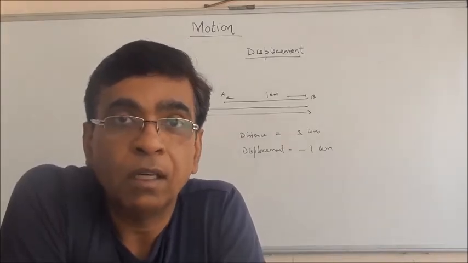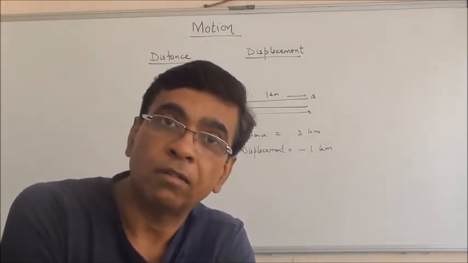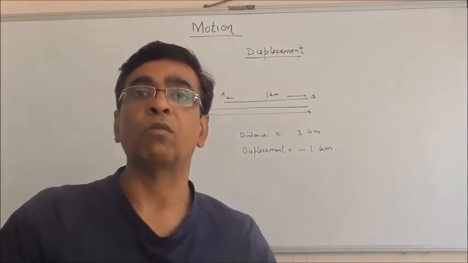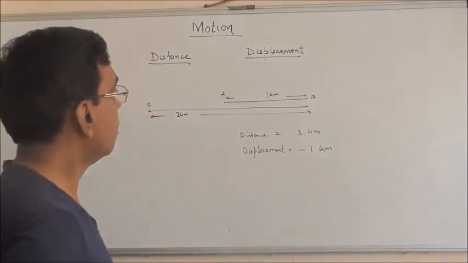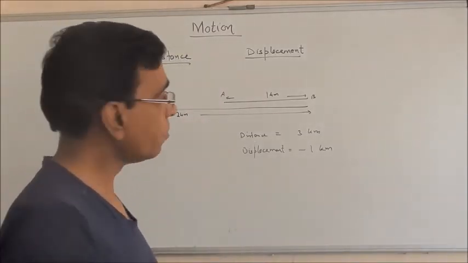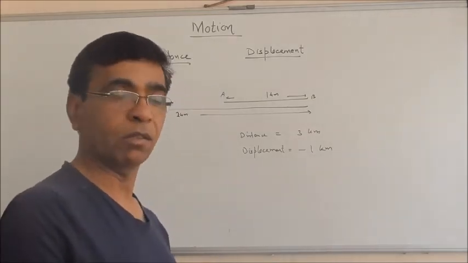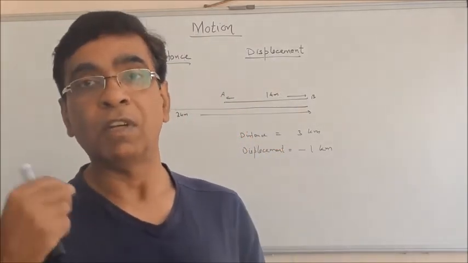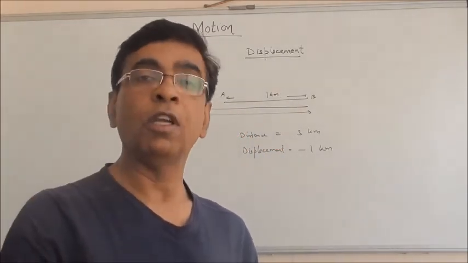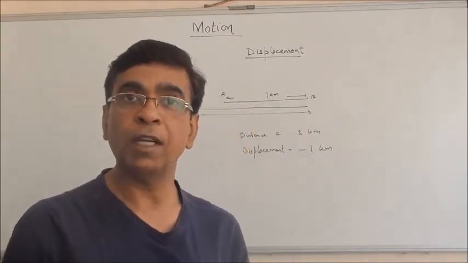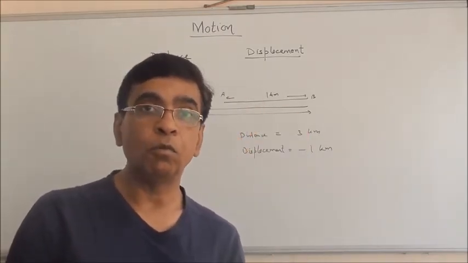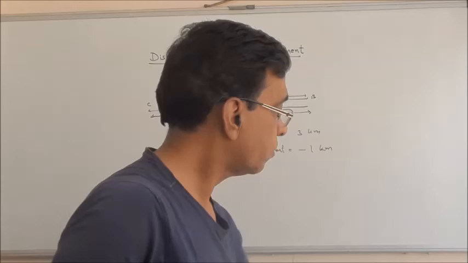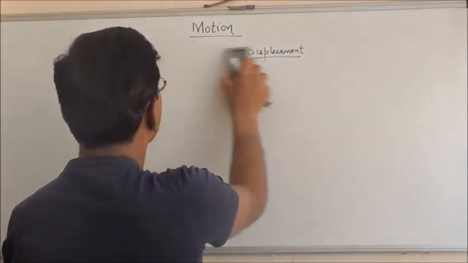So it means displacement can be negative, but distance can never be. Distance is always positive. You are just calculating the total length of the path, right? But displacement can be minus, plus, can be 0 also, right? But distance cannot be. If you are moving, distance will never be 0. It will never be negative. Displacement can be 0 if you return to the starting point, and it can be negative if you move in a direction opposite to the starting point.